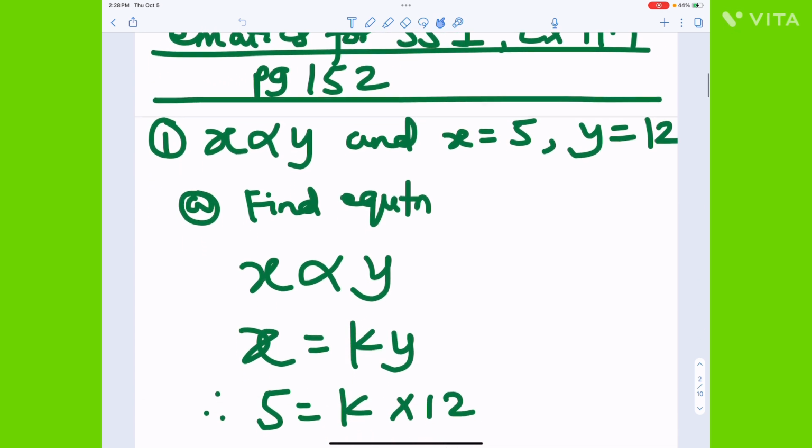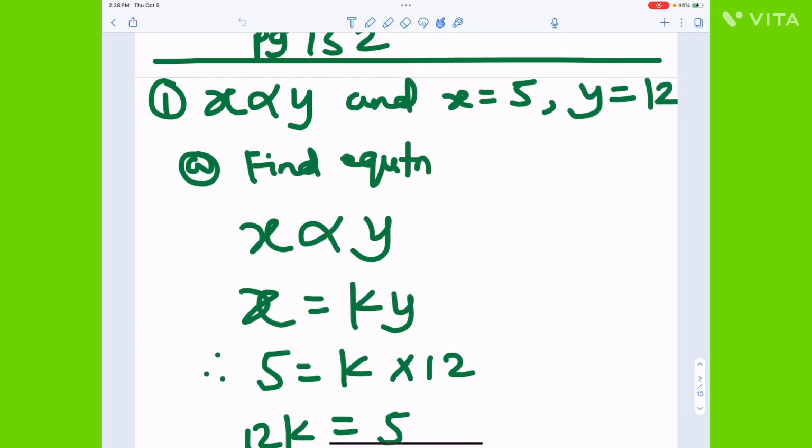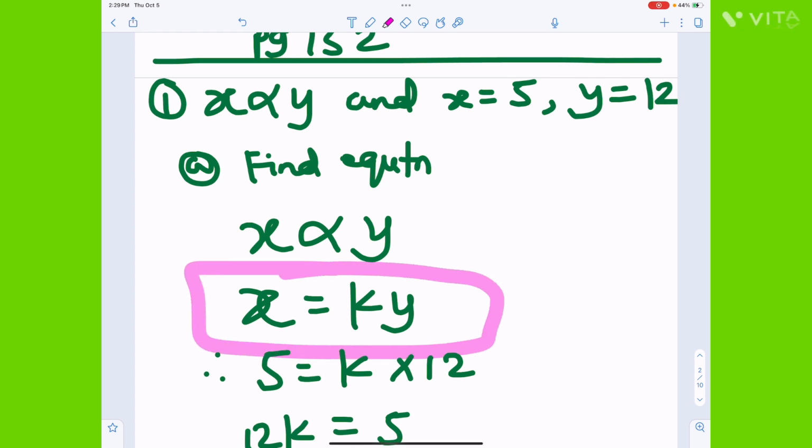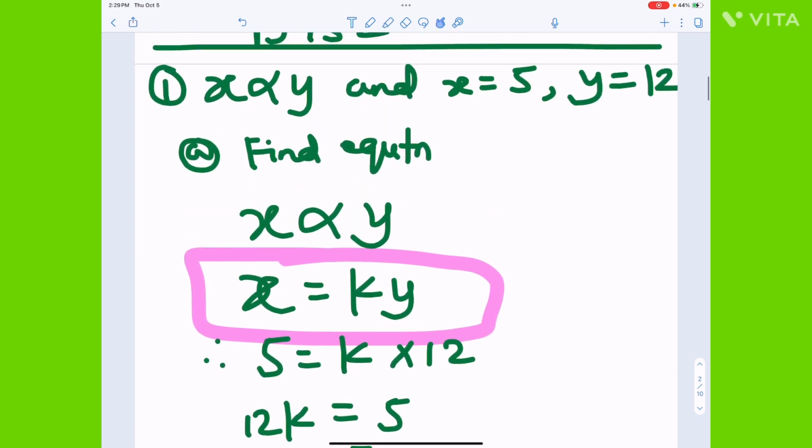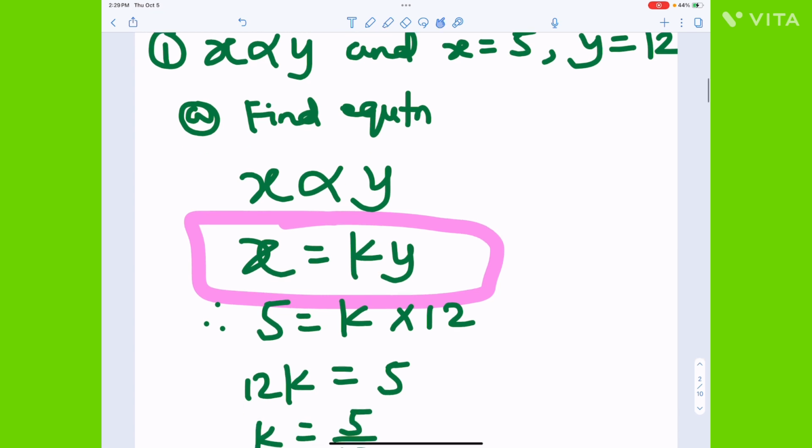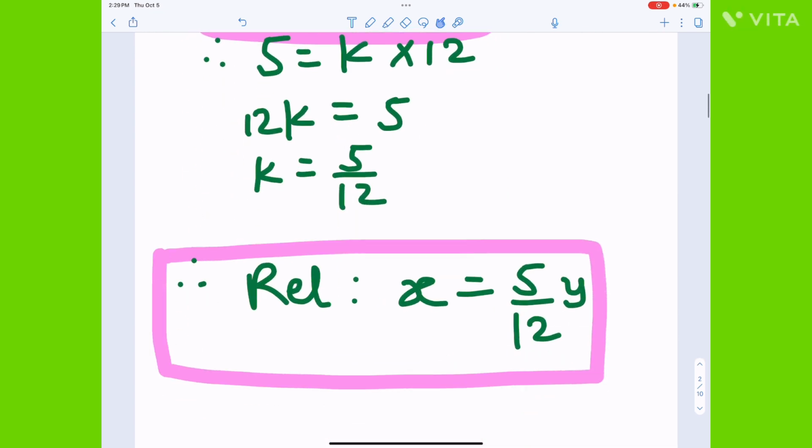So x is directly proportional to y, and x is 5 when y is 12. The first thing you do here is connect x and y with the proportionality sign or variation sign, as the case may be. Then change this sign to an equality sign and introduce your constant. If x varies directly as y, it means x is equal to ky. Introduce your constant. The question says x is 5 when y is 12, so 5 is equal to k times 12. So 12k is equal to 5. You rearrange, and k will be 5 over 12.